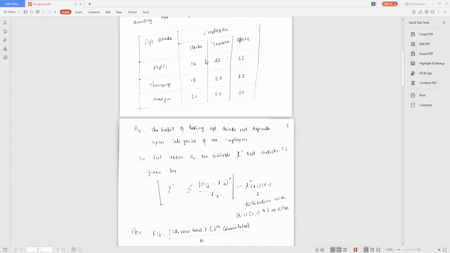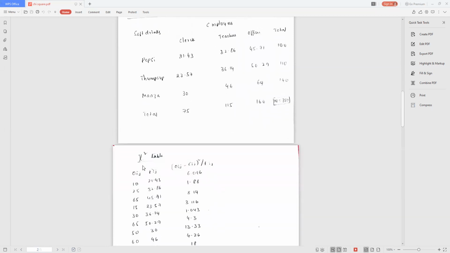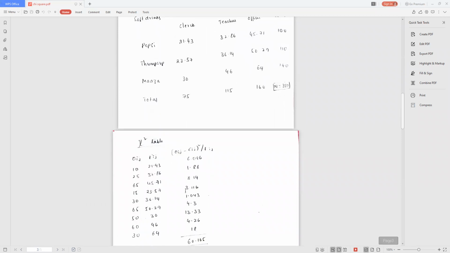Initially, divide this value by 350 and you will get the value as 32.86. Clear? In the same way you have to calculate all these expected frequencies. Clear? And we have to make one chi-square table here.